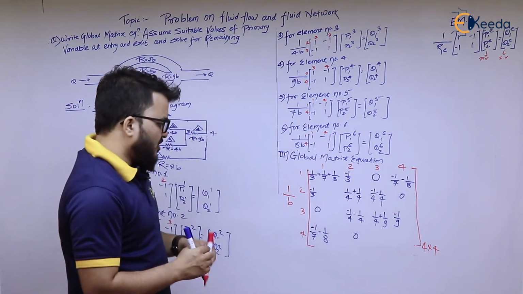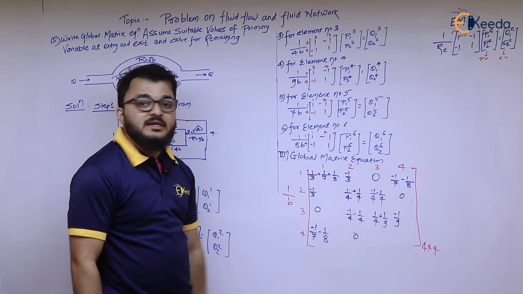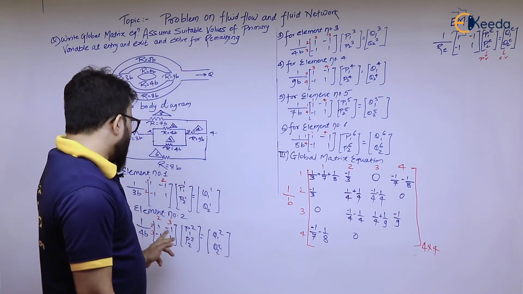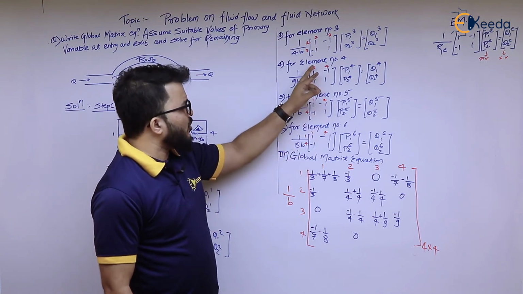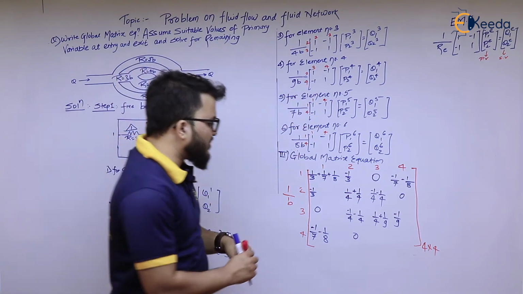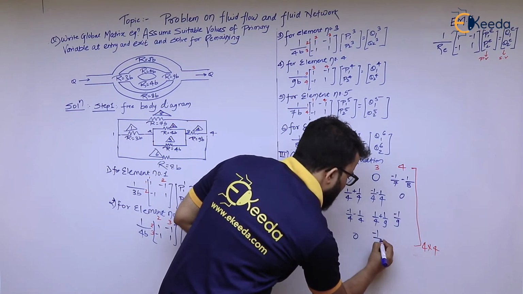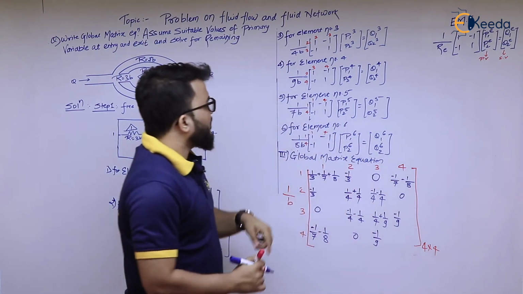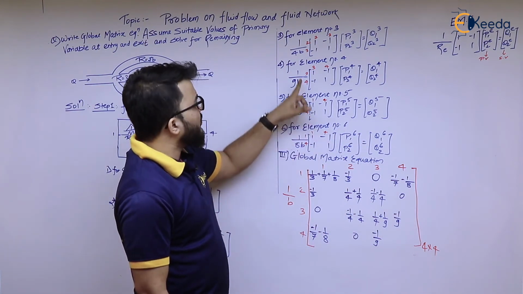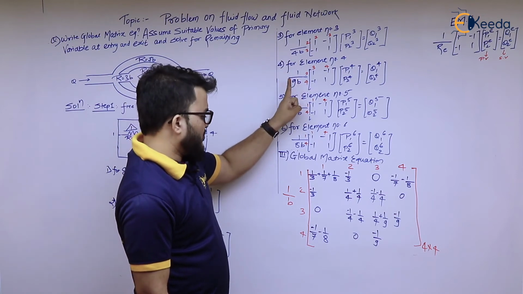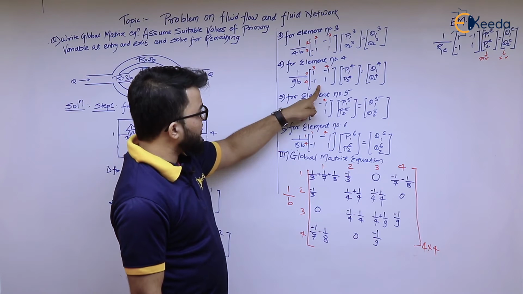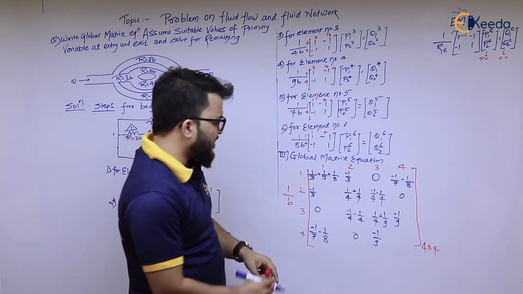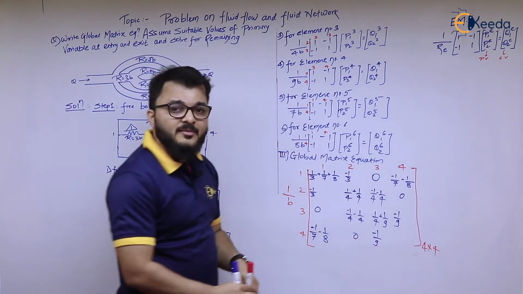Okay. Next is row number 4, column number 3. This is minus 1 by 9. Row number 4, column number 3, one element is there. Nothing else is there, so minus 1 by 9 is the one element.